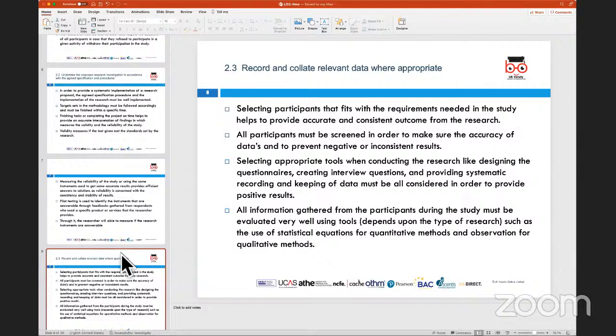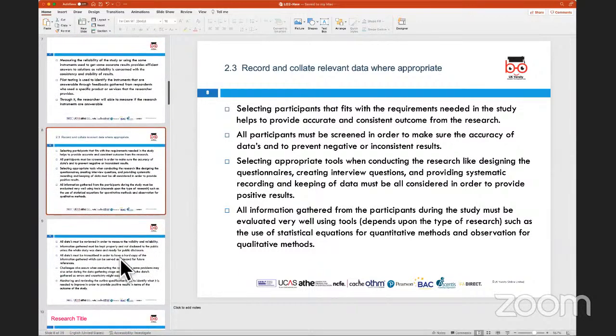Now, this leads us to the assessment criteria 2.3, which talks about record and collate data where appropriate. Now, because when we look at undertaking this activity, we are going to be collecting a lot of data. One of the key things that you'll have to look at is there will be a lot of participants. Assuming there are lots of participants in the research that you're undertaking, you are going to be getting a series of data which will need to be recorded.